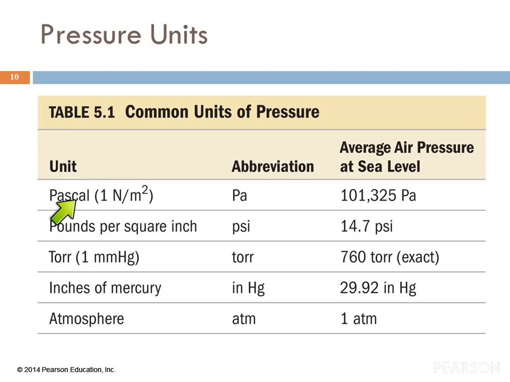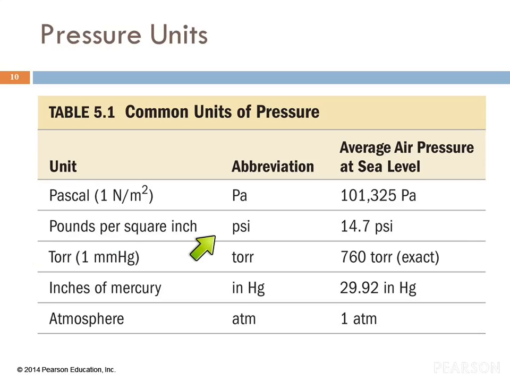Pascal is a unit that physicists use a lot. It's a Newton per meter squared. Pressure is a force per unit area. Newton is a unit of force. Square meter is a unit of area. So we don't use that one very much.